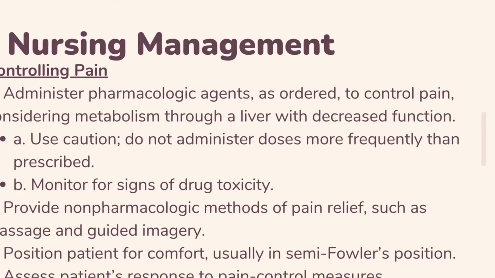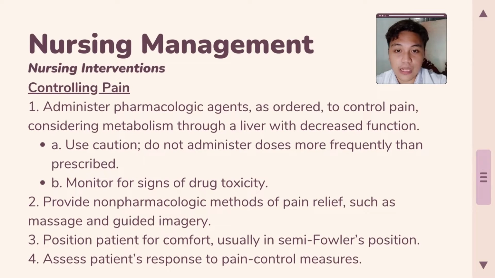For the first nursing intervention, we're going to focus on controlling pain. First, we have to administer pharmacologic agents as ordered to control pain, considering metabolism through a liver with decreased function. So first, we have to take note that we should use caution and we should not administer doses more frequently than prescribed. And we should also monitor for signs of drug toxicity. Second, we have to provide non-pharmacologic methods of pain relief such as massage and guided imagery. Third, we have to position the patient for comfort, usually in semi-Fowler's position.